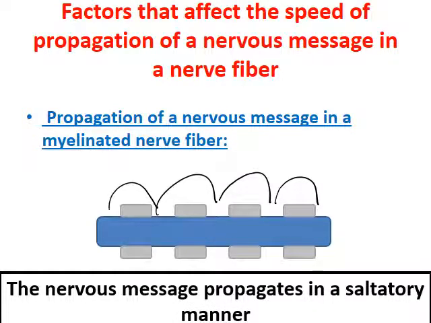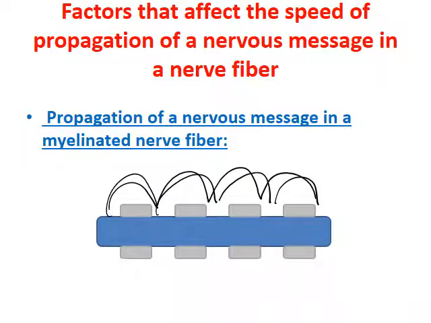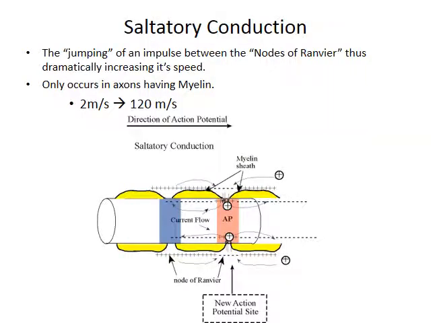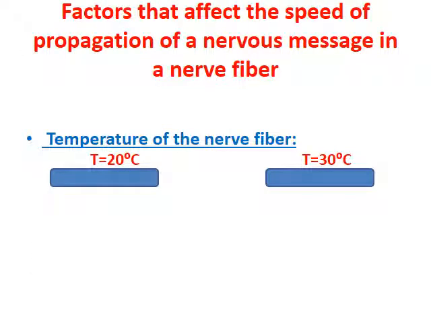The message propagates in saltatory movement, so it's going to be a faster one. Saltatory conduction is the jumping of an impulse between the nodes of Ranvier, thus dramatically increasing its speed. It only occurs in the presence of myelin, from 2 meters per second to reach 120 meters per second. Factors that affect the speed, also we have temperature.